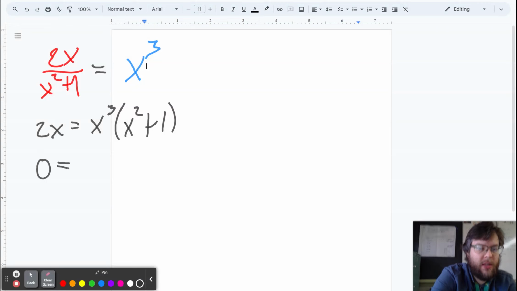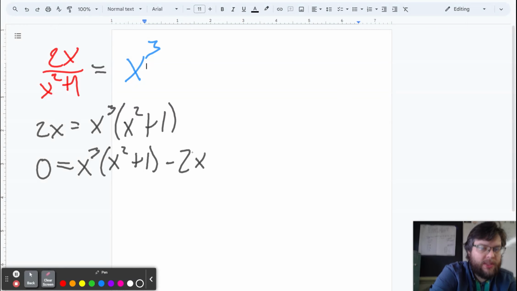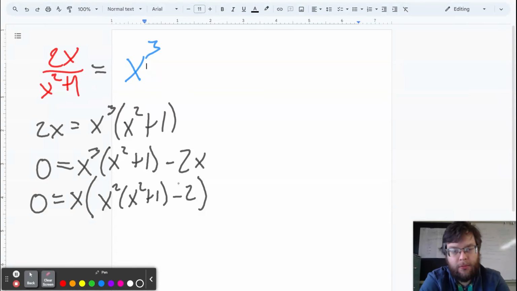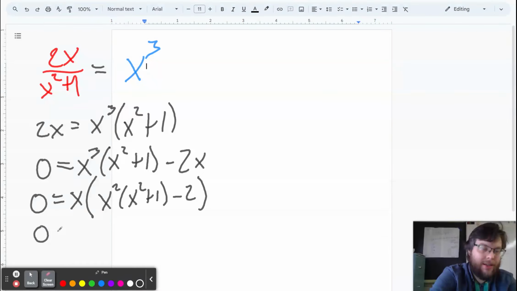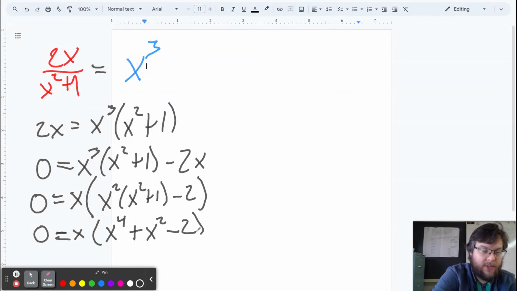I'm going to give it a shot for about 15 seconds and see how that works. So I'm subtracting 2x from both sides, and then I'm factoring out x. So there's now x times x squared times x squared plus 1 minus 2, because both of those terms have an x in common. And then I can distribute: x to the fourth plus x squared minus 2.